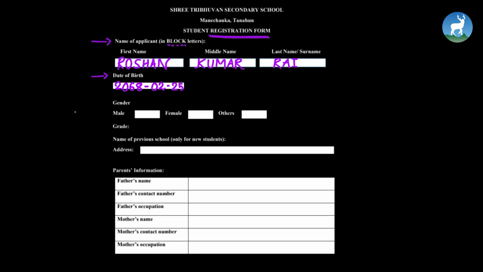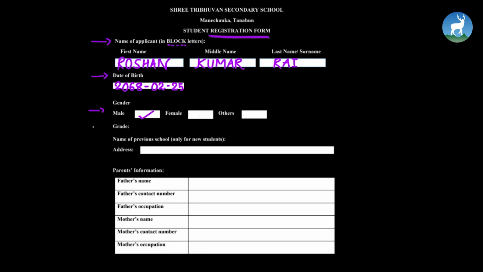Okay, all right. Now moving further, here you'll have to fill in the information of gender. Since Roshan is a male, we are going to give a tick mark here. If it was for female, we would have given a tick mark here. If it was for other genders, we could have given a tick mark in the other block.